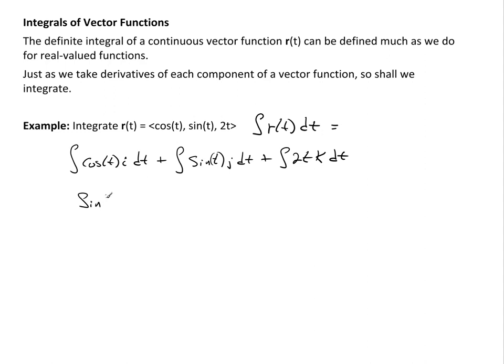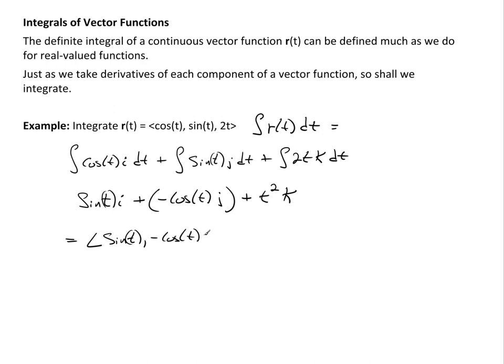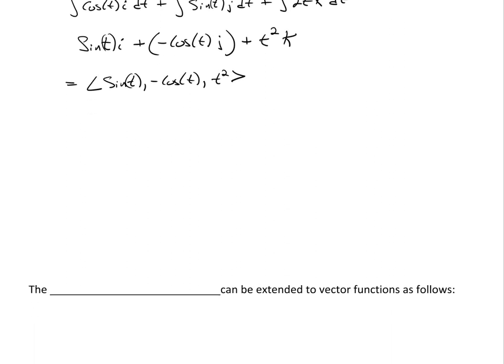Well, the integral of cosine of t is going to be sine t, so this is going to be sine t i plus the integral of sine of t, which is negative cosine of t j, plus the integral here is going to be t squared k. So this integral is equal to, back in component form, sine t, negative cosine t, t squared. Honestly, that's simple.